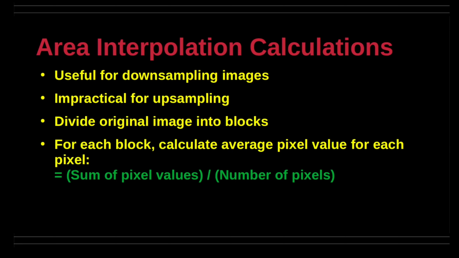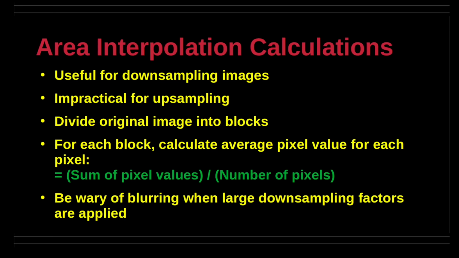Calculate the average pixel value. For each block, calculate the average of all pixel values within it. Assign the average pixel value to the corresponding pixel in the downsampled image. Each block in the original image maps to a single pixel in the downsampled image. The average pixel value within a block may be expressed as: average pixel value is equal to the sum of pixel values in the block divided by the number of pixels in the block.